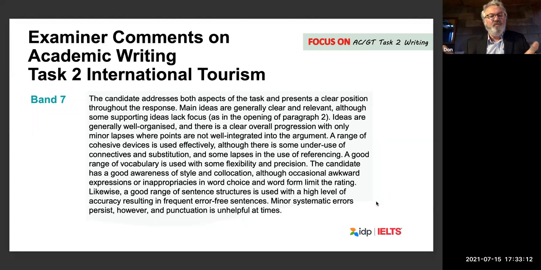The candidate has a good awareness of style and collocation, words that go together. And that's why this person gets an 8 for Lexical Resource. And finally, there are minor errors, but quite regular errors in grammar. And that means that the score for that criterion is only a 7 and not more. We don't have a lot of time, so I'm going to move on from that. And remember, you can see this presentation online later on, and you might like to pause there and have a look at it more closely.